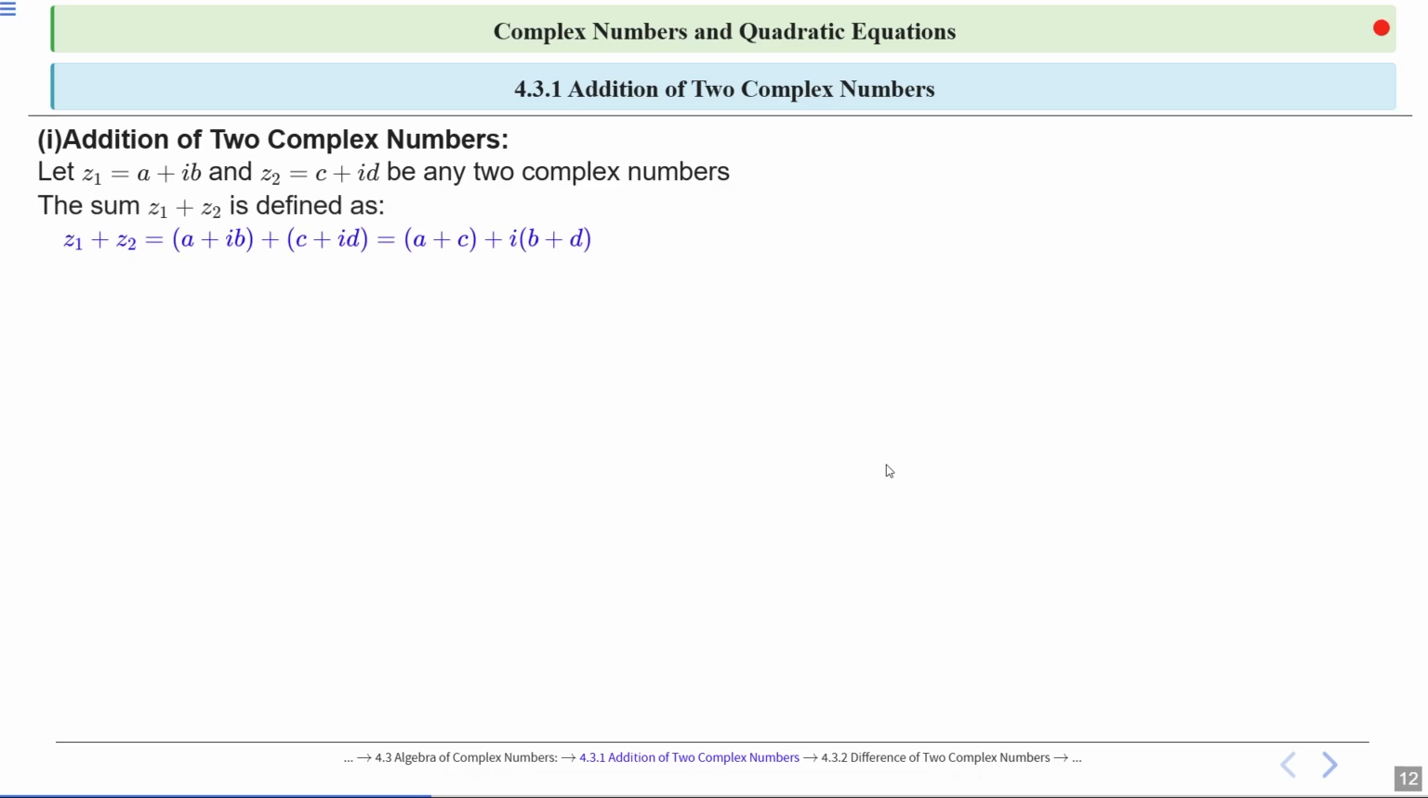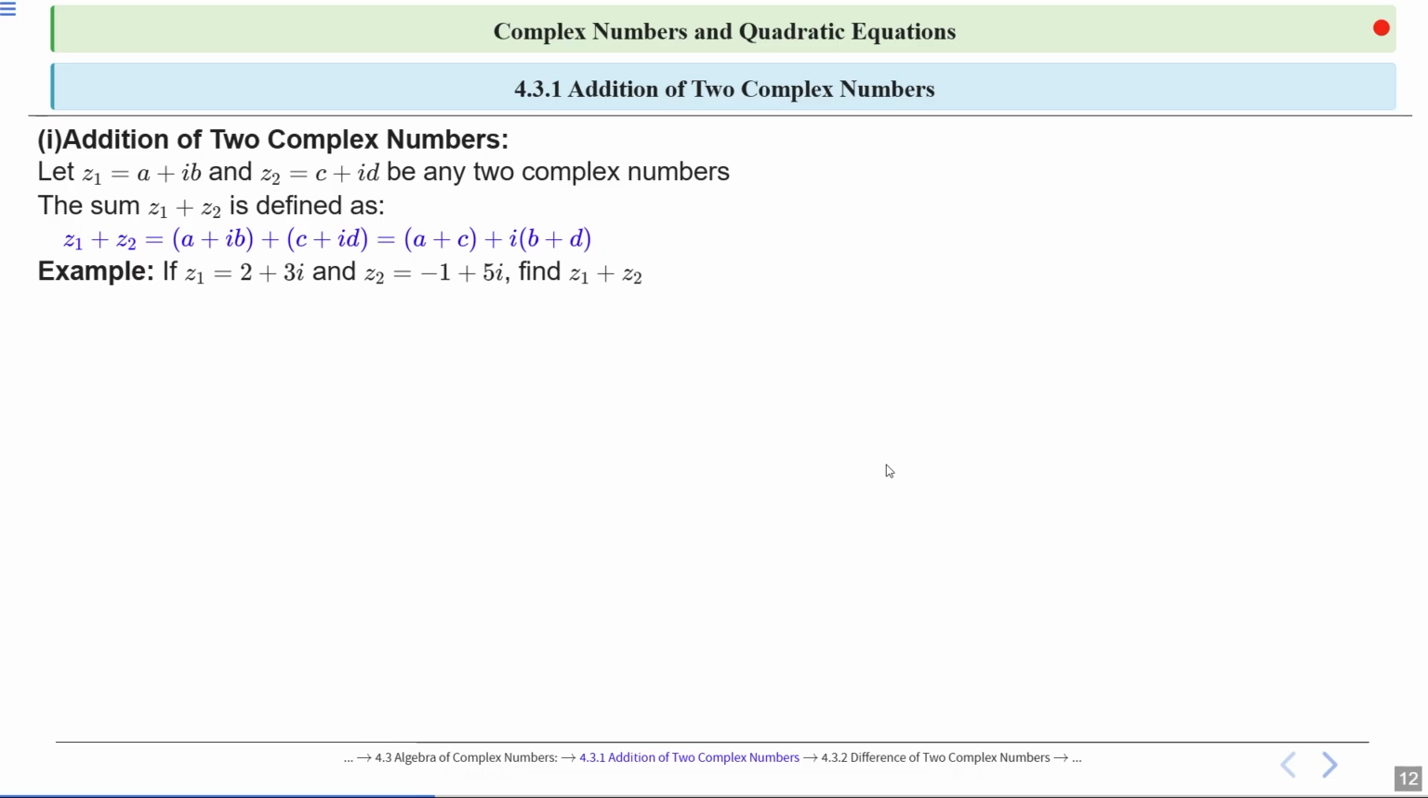Now, let's see how to add these two complex numbers. The sum Z1 plus Z2 is written as A plus iota times B plus C plus iota times D. When we add them, we combine the real parts and the imaginary parts separately. So the real part is A plus C and the imaginary part will become B plus D. So Z1 plus Z2 will become A plus C plus iota times B plus D. This is the standard way to add complex numbers.